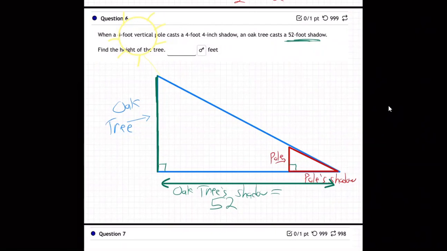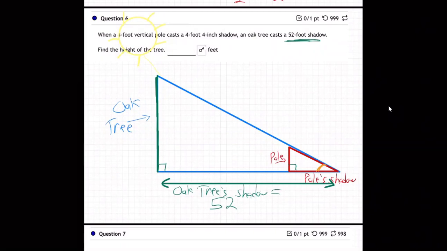And these triangles are similar. Why are the big triangle and the little triangle similar? Well, because they have two angles the same. They both have the right angle, assuming the pole is straight up and the oak tree is straight up, not leaning. And they both share this little angle right here, the right corner, for both the oak tree and its shadow, and the pole and its shadow.